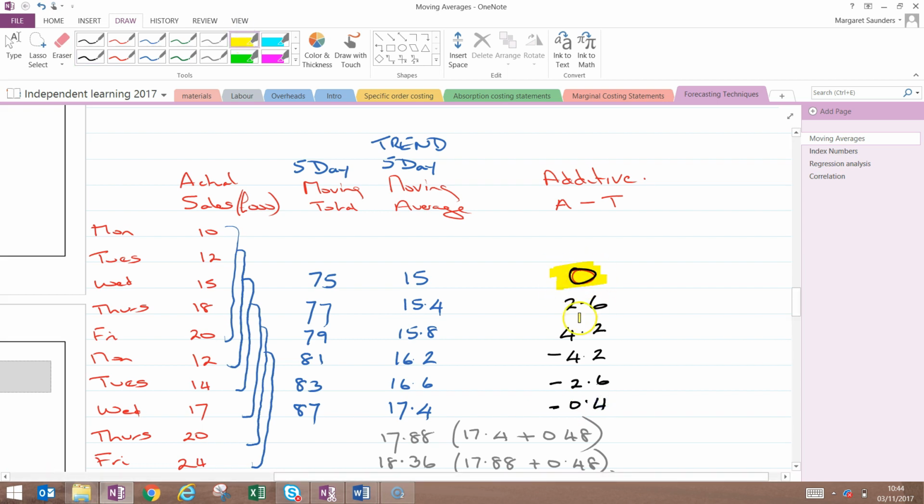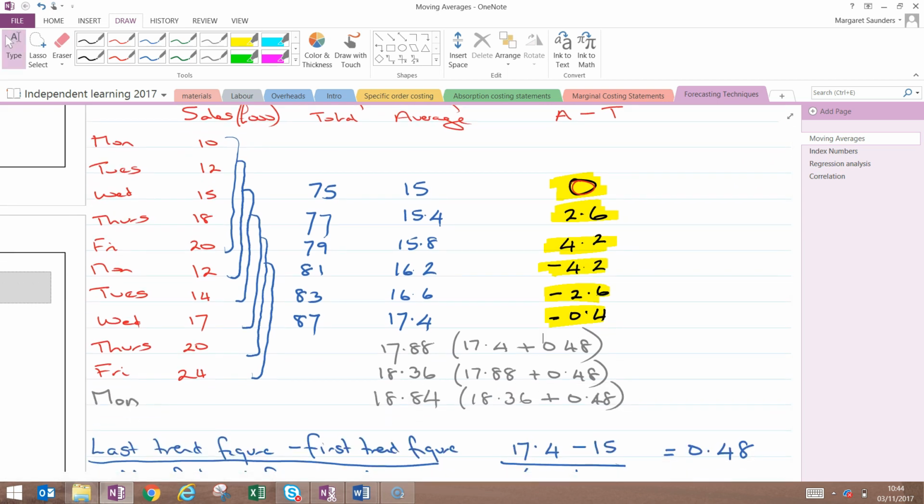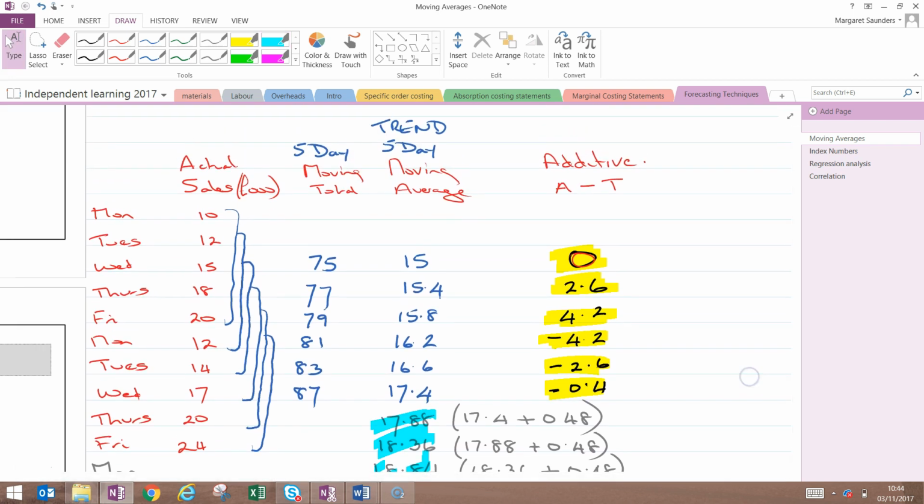Let's highlight these. We don't use these last figures that I've calculated here because remember these are forecasts. So they are not going to come into our seasonal variation calculation. So that's our seasonal variation using the additive model.